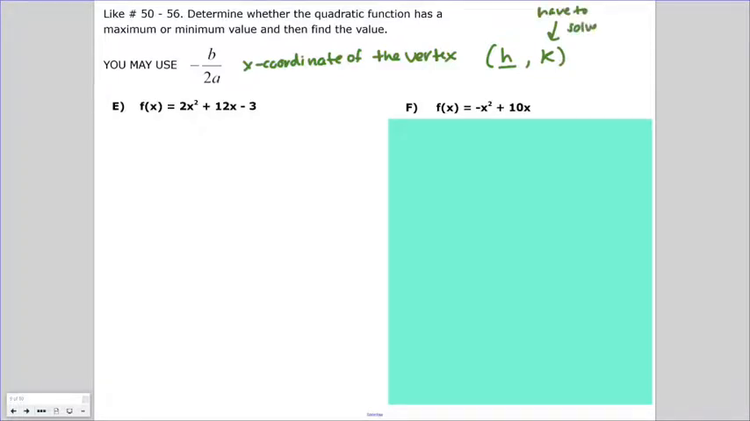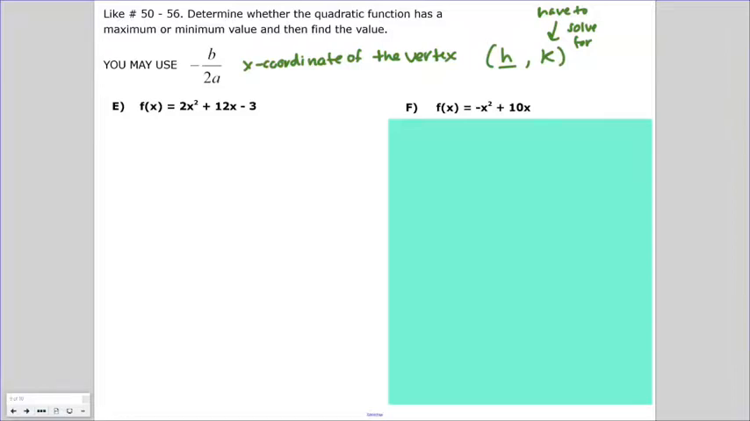Let me write that out. Negative b over 2a gives us the x-coordinate of the vertex. The minimum or the maximum value is the function value, that's y. In this case, that's the k value in the vertex. So we're going to use negative b over 2a, but it's never going to be the maximum or the minimum. We always have to plug that into the equation to actually evaluate for the maximum or minimum. So just be careful about that.